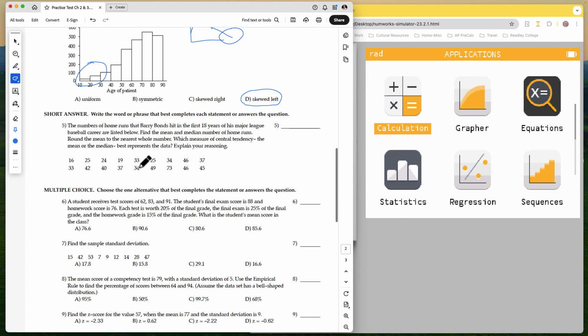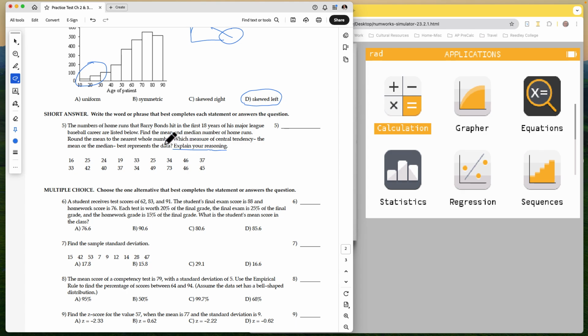All right. For the second question on this page, question 5, we have to do two things. Looking at the end, we have to explain our reasoning, and that will determine, more than anything else, the rightness of your answer. What we're given is these numbers representing the home runs that Barry Bonds hit in the first 18 years of his Major League Baseball career. They're listed below. So I guess we could assume they're a sample. It doesn't really tell us. It's maybe not all of his.